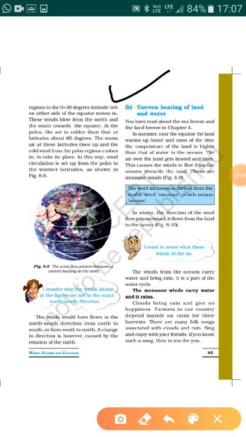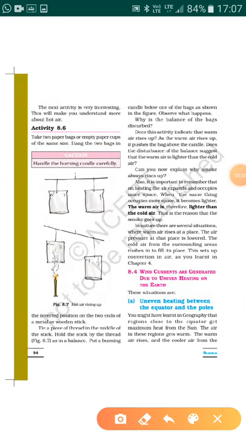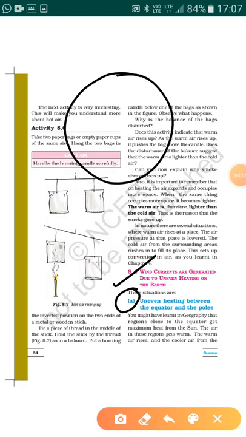So how does it happen? Let's discuss. The first topic is how wind currents are generated. The first situation is situation A, uneven heating of the equator and the poles. For example, this is your earth, this is the equator, these are the poles. If the question is cropping up in your mind, how are wind currents generated, the reason is uneven heating of the earth.